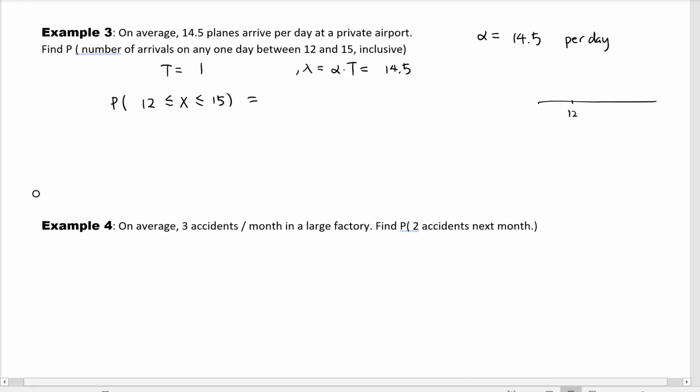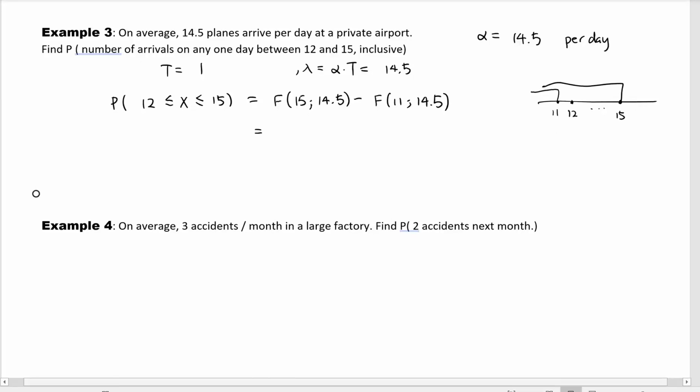I strongly recommend you draw the picture every time because it looks easy, but many students make mistakes. So please draw a picture. So you use less than or equal to 15, subtract, do you want to subtract 12? No, we don't want to subtract the 12. We're going to subtract 11, so the 12 is left. Okay, so we have F of 15, my lambda is 14.5, minus F of 11, 14.5.